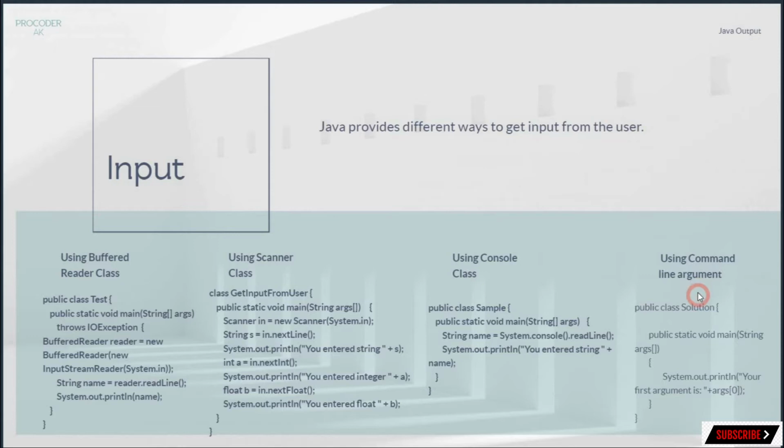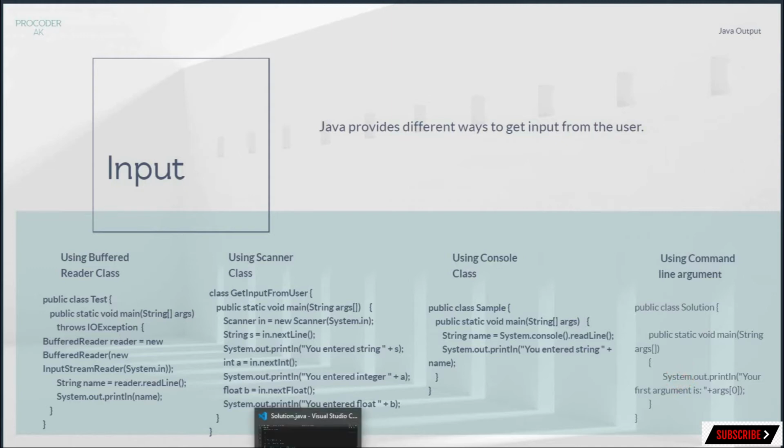Okay, now let's move on to the next one, which is using command line arguments. In this class Solution we have a main method, and we are printing an array, args, starting from index 0. We are printing this array that is passed through the main method. So it will print this array when we run this program. Let me show you how we can get input from the user by using command line arguments.